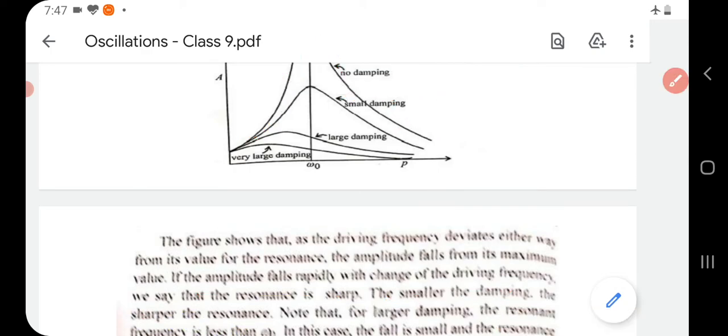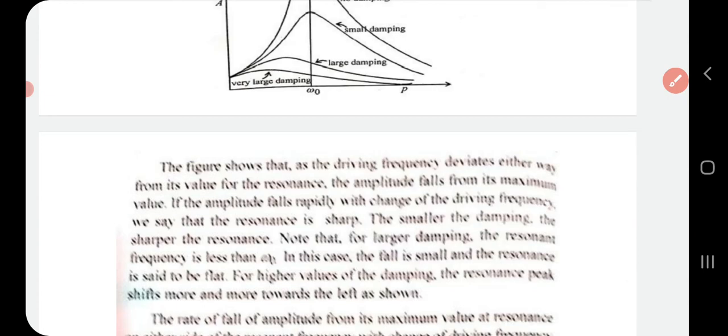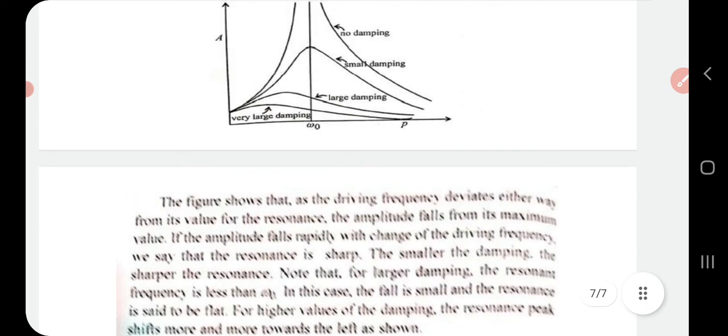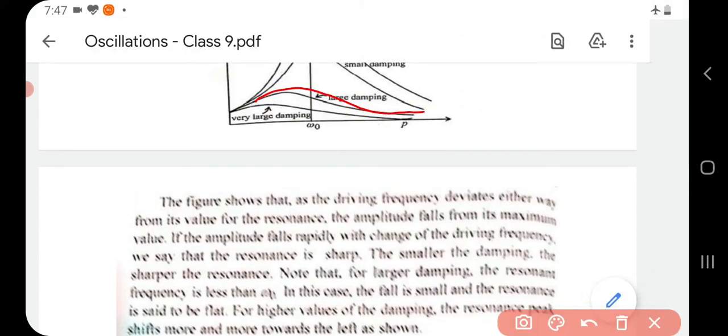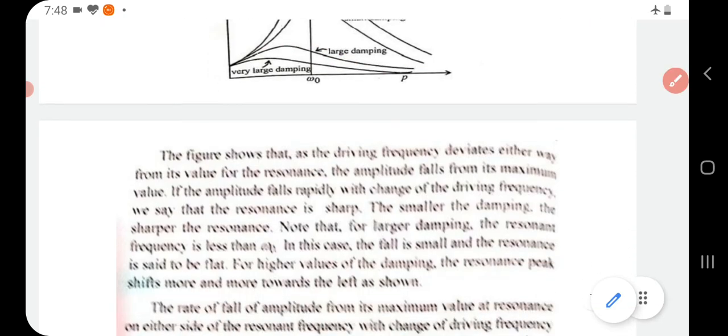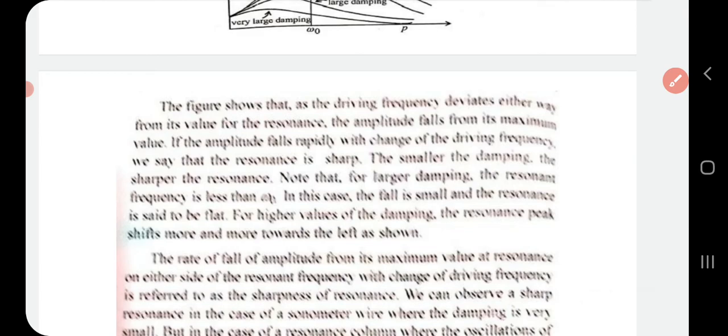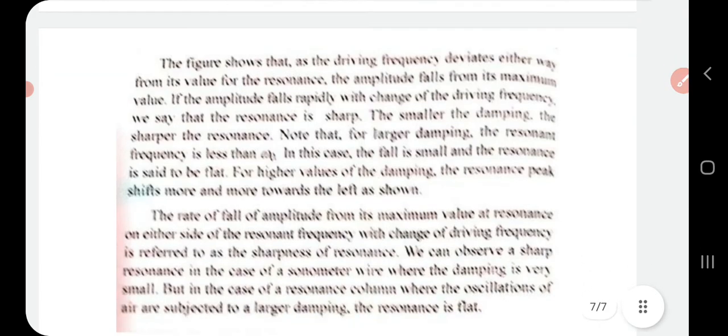Note that for large damping, the resonant frequency is less than omega 0. In that case, how does the fall in amplitude look? It will be small, and resonance is said to be flat. Here the resonance is almost flat for large damping, that is, the amplitude of oscillation is not decreasing rapidly. But in the case of small damping, the amplitude of oscillation decreases very sharply, which means we say that resonance is sharp. For higher values of damping, the resonance peak shifts more and more towards the left as shown.